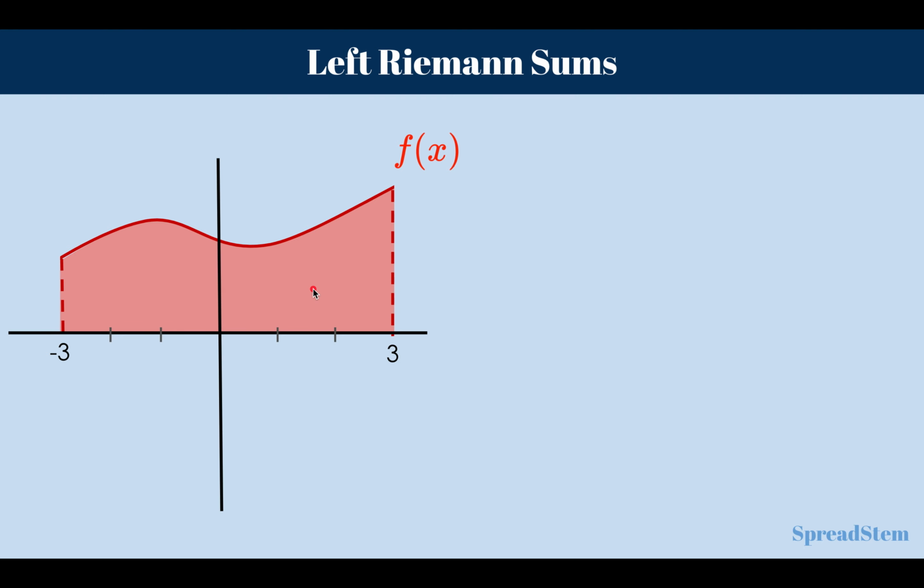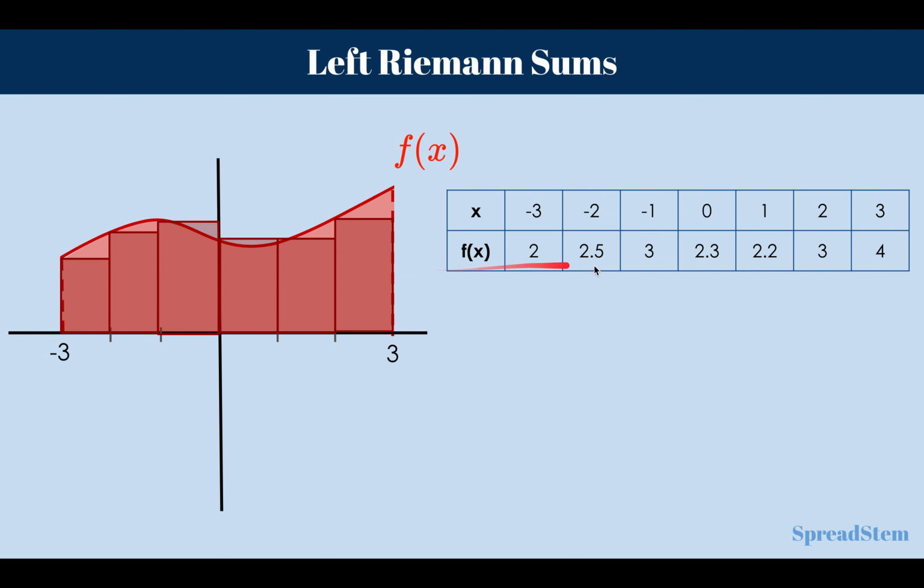Now, left Riemann sums are when the left-hand side of the rectangle actually aligns with the graph. So it would look something like this. If we draw these rectangles, you can see that the top left corner of the rectangle is where the point actually matches the graph, and that's the height we use for each rectangle.